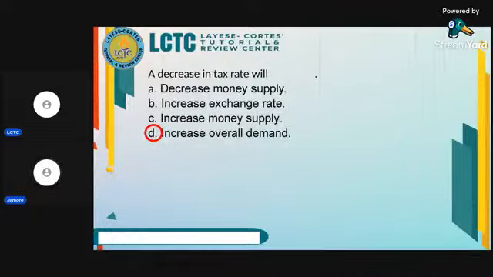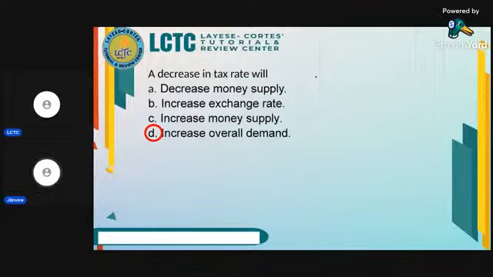Next. A decrease in tax rate will increase overall demand. Increase in taxes, decrease money supply, the increase exchange rate, it has nothing to do with tax rate. Increase money supply, increase overall demand. Aggregate demand. Okay.